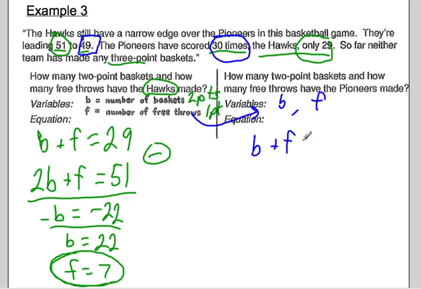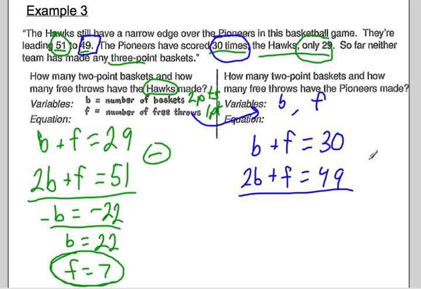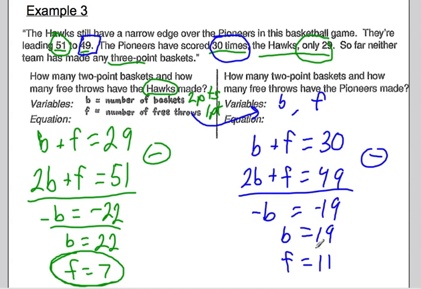Baskets plus free throws equals 30 this time for the Pioneers, and twice the number of baskets plus the number of free throws is going to be equal to 49 in this case. And again, we're going to subtract. We're going to get negative B equals negative 19. So B equals 19. And the number of free throws, these free throws add up to 30. So it has to be 11. So that's the number of free throws that the Pioneers made.